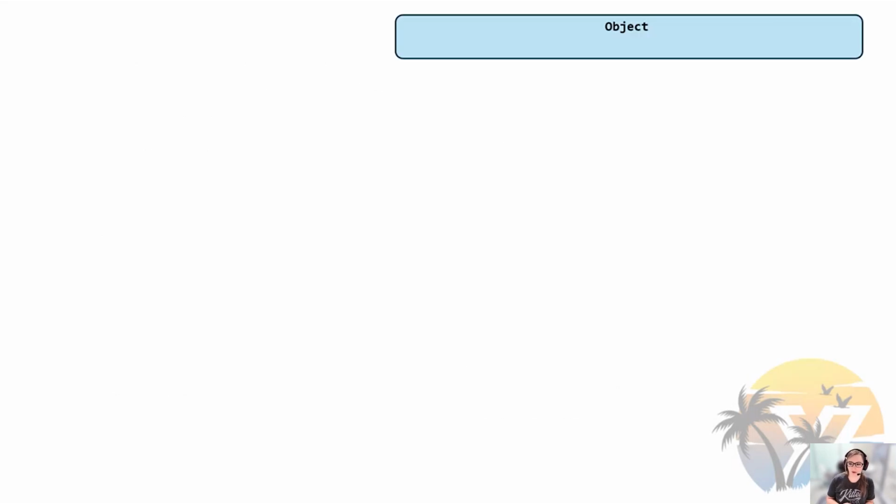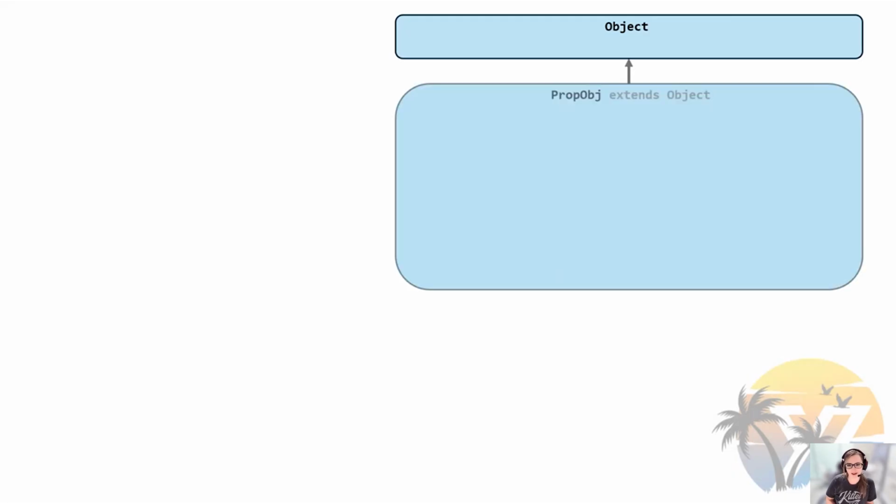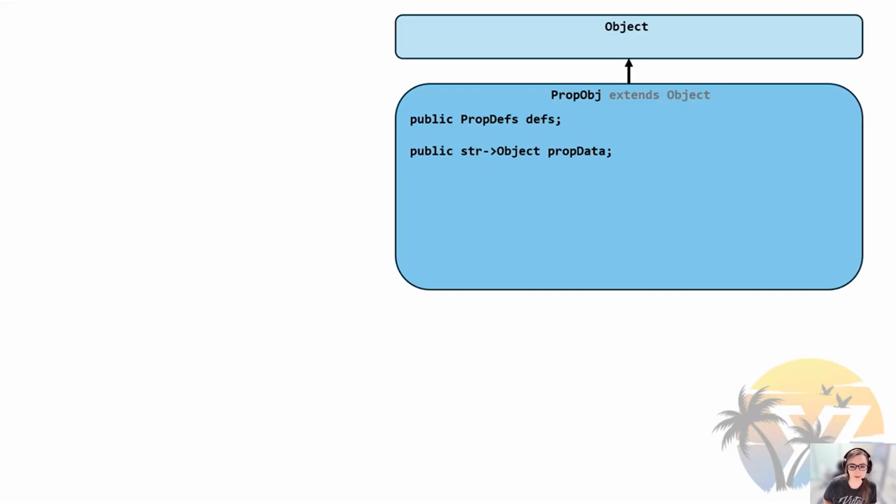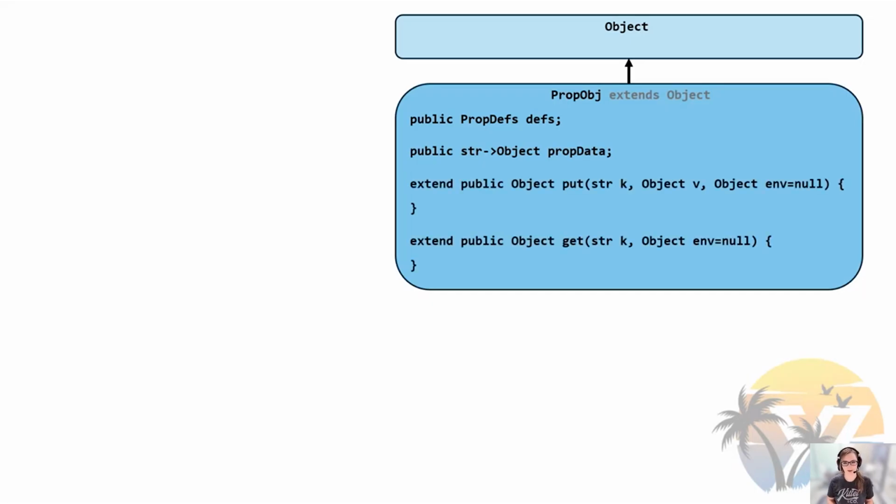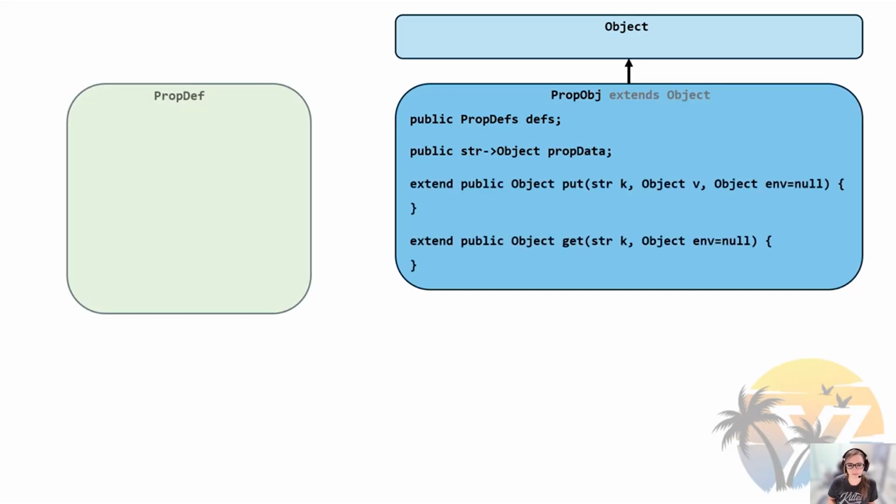So I'm going to show you how I visualize PropDefs and PropObjs when I'm working with them. This is how I think about them and how I keep everything straight in my head. Hopefully it's helpful for you all also, but if it's not, I apologize. So object is the base level object class in CM. PropObj extends that. It has a field for all of your PropDefs called defs. It has a field called PropData, which is the generic string to object map. And then it has the put and get functions.